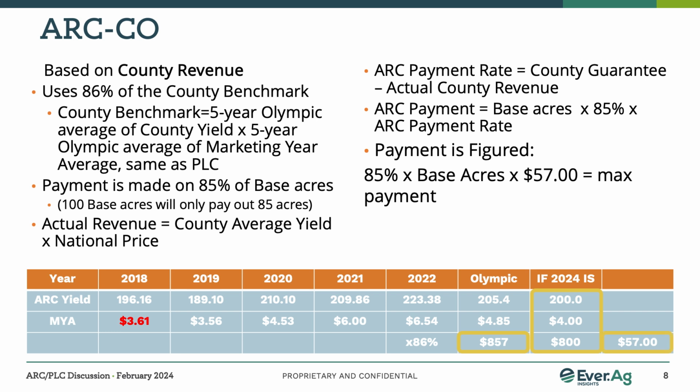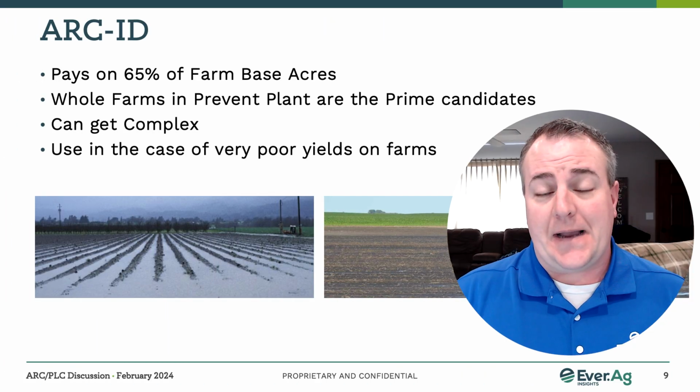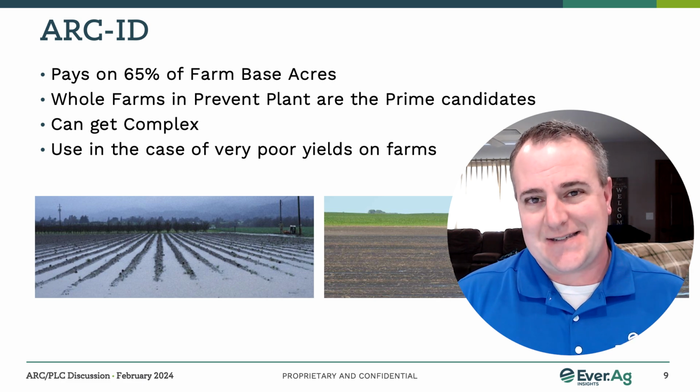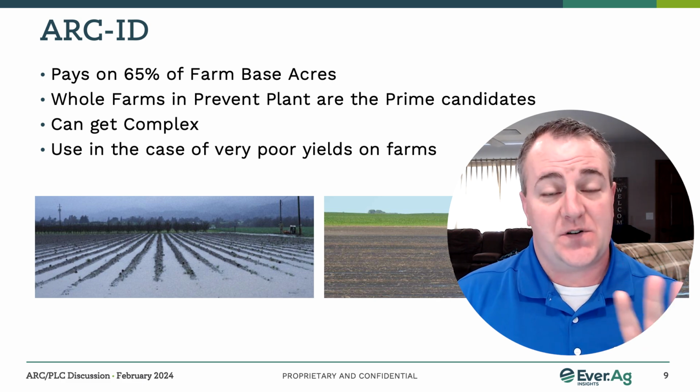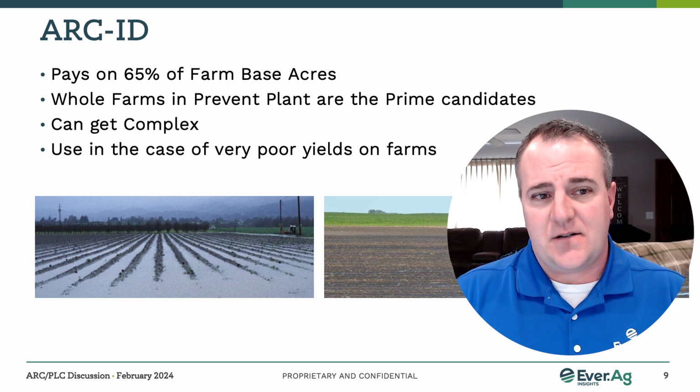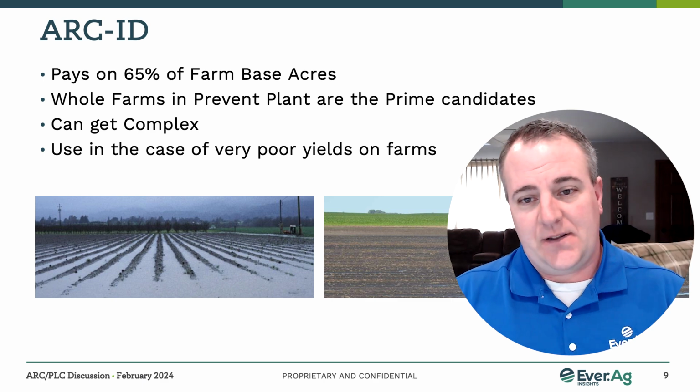Keep in mind that beans and wheat are going to be factored separately, but I just want to use one crop just to kind of give you guys an idea of where the math is and how that comes into play. Next on the list is going to be ARC individual. Folks, I'm not going to spend a lot of time on this because this one can get a little bit more complex, but it does pay on 65% of the base acres versus your ARC County and PLC, which pay on 85% of the base acres. So it is significantly less.